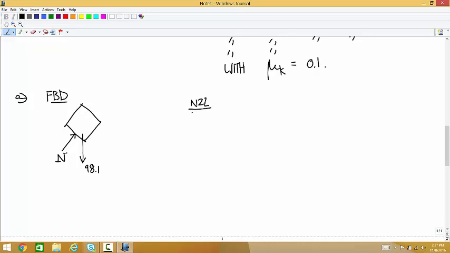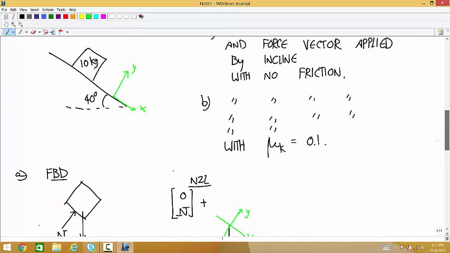And Newton's second law now. The normal force always is the same, just 0 N. The weight force now we have to think about. So we have a weight force with a magnitude of 98.1. And our coordinate system is like this. There's an angle on here that's equal to 40 degrees.